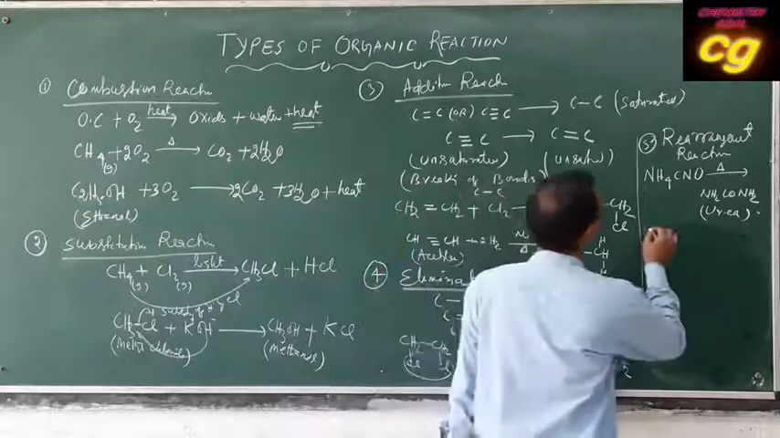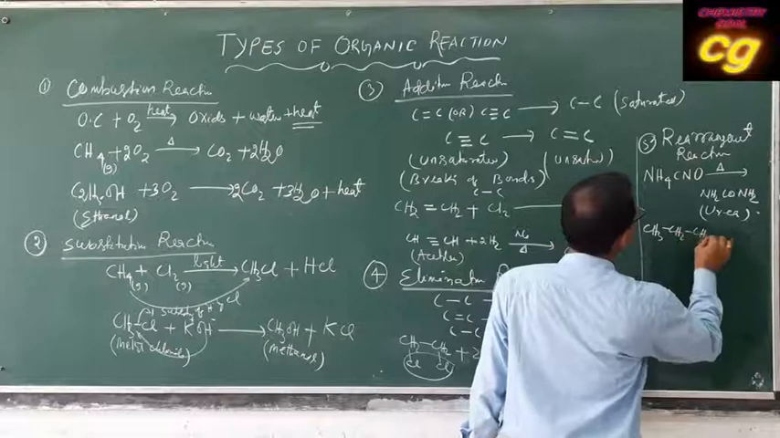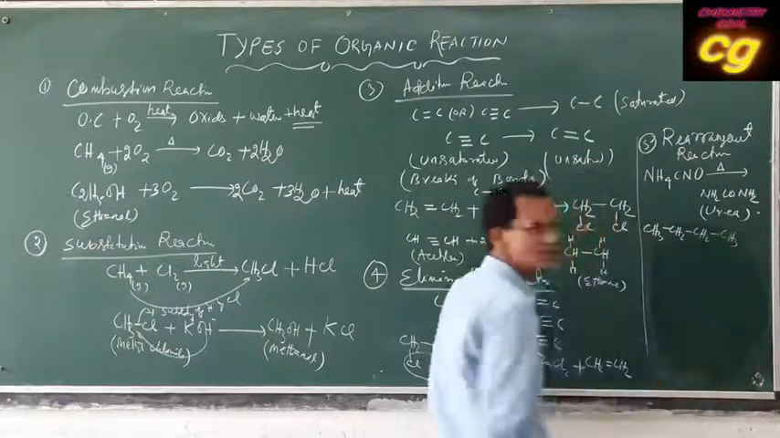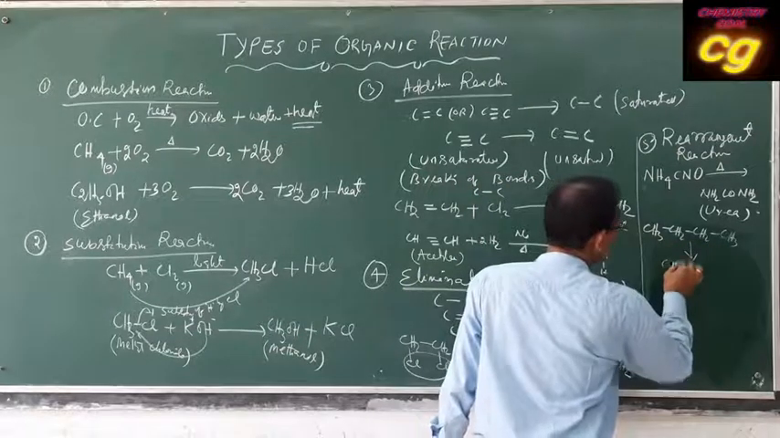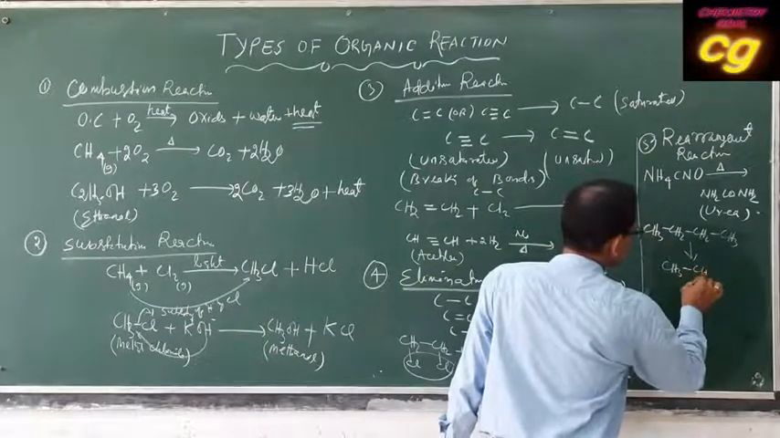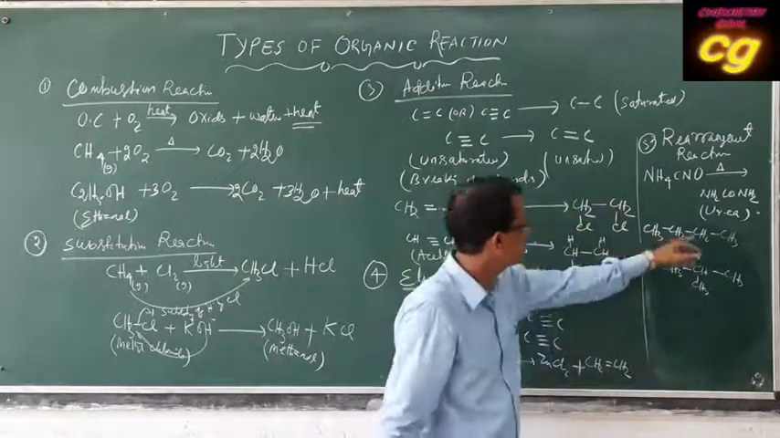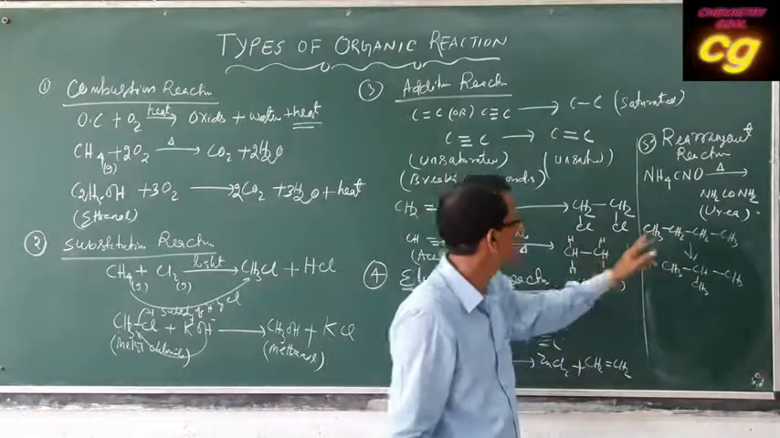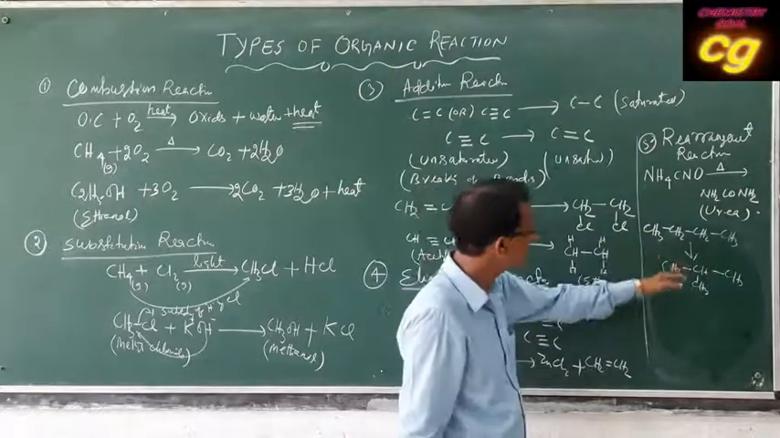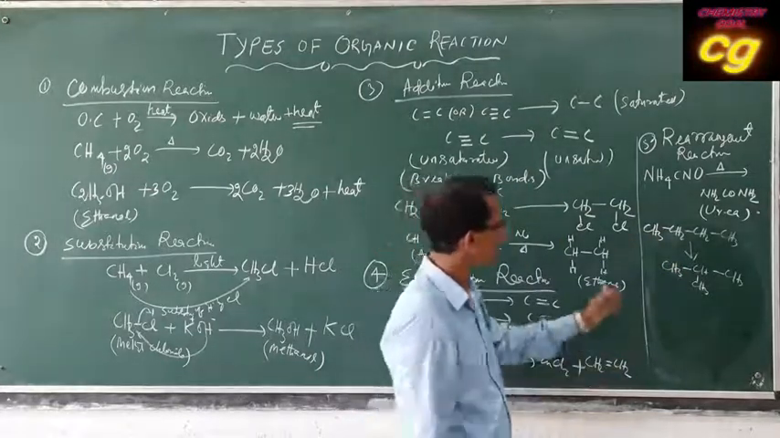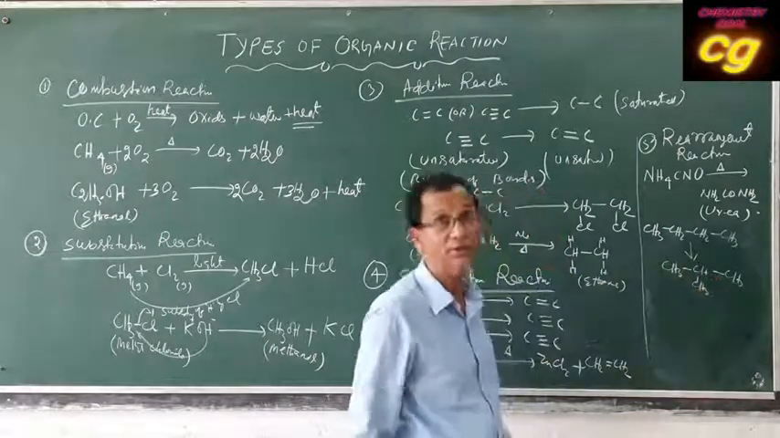Similar examples: if you take CH3CH2CH2CH3, it is a straight chain of carbon. If you write CH3CH(CH3)CH3, you see the number of carbon atoms is 4 here and 4 there. But one is a straight chain, the other is branched. The number of hydrogens also remains the same. So this is also rearrangement, rearrangement of carbon and hydrogen atoms in the chain.